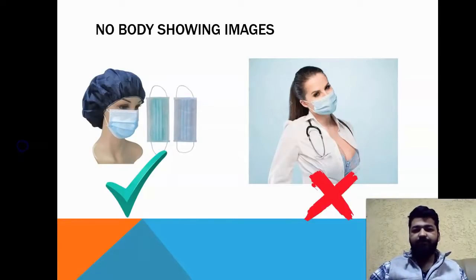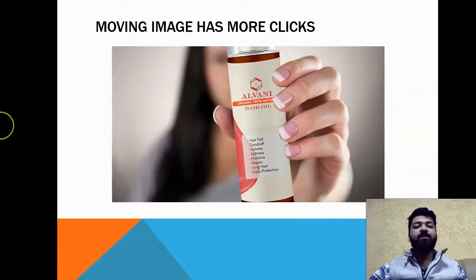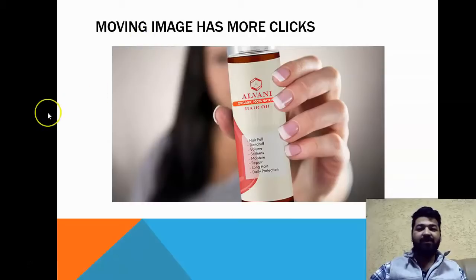Third point is moving images have more clicks. This means if a thumbnail has an image which looks like something is moving, then it creates curiosity in the people that what is happening in the image. So they will directly click on your ad, and the more people click on your ad, you will get best rate of investment, because Facebook system will feel that you are having some very good content, people are loving it, and that's why they will give you more audience and less price.